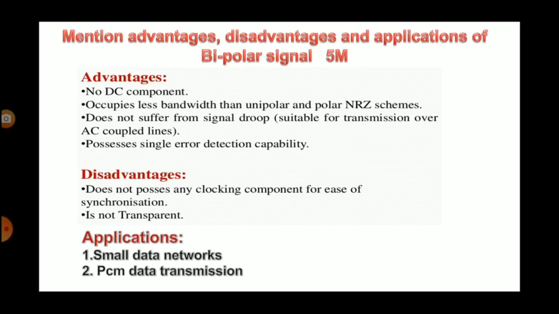Next question, mention advantages, disadvantages and applications of bipolar signal. It is for 5 marks. Advantages: no DC components. Second one, occupies less bandwidth than unipolar and polar RZ schemes, and does not suffer from signal drop. Third one, possesses single error detection capability. Disadvantages: does not possess any clocking component for ease of synchronization, and is not transparent. Applications: small data networks, PCM data transmission.